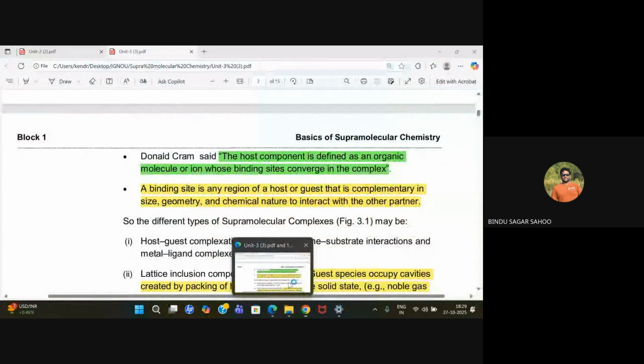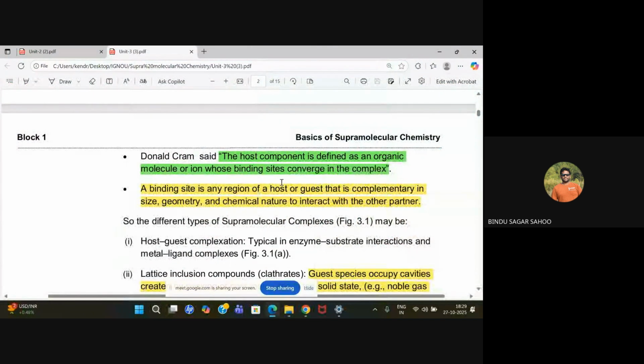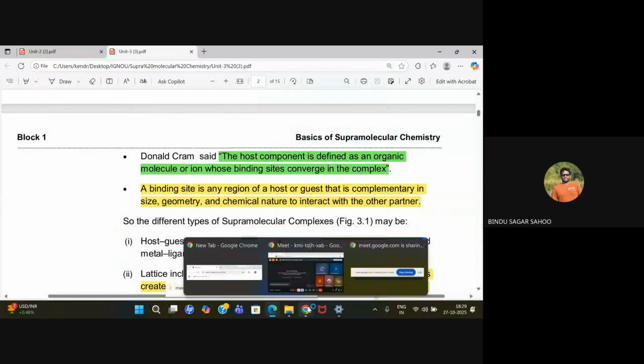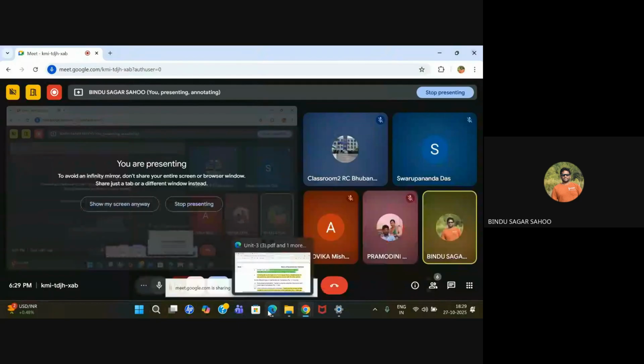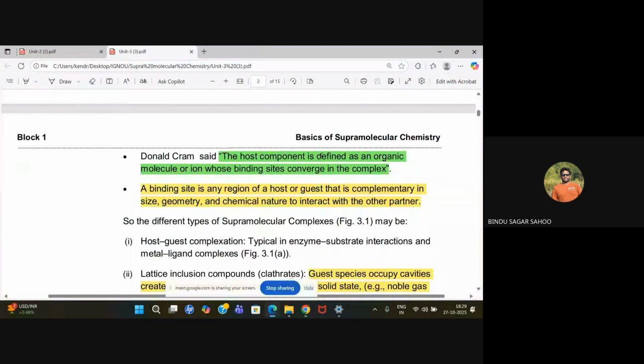So this definition we need to remember also, and it is very important. The host component is defined as an organic molecule whose binding sites converge in the complex. That means a binding site is any region of host or guest that is complementary in size, it must be complementary in geometry, and it must have the chemical nature to interact with the other partner.